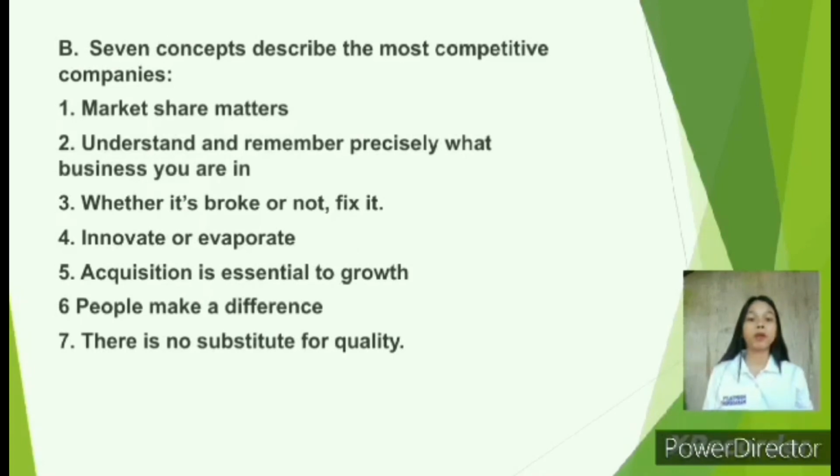Okay, number 6 is people make a difference. People make the difference between an average experience with an organization and a great one. People are the key to building strong relationships with your partners and customers. People are the key to building your brand and expanding into new markets. So number 7 is there is no substitute for quality. It is a fundamental value and way of life for a true professional.